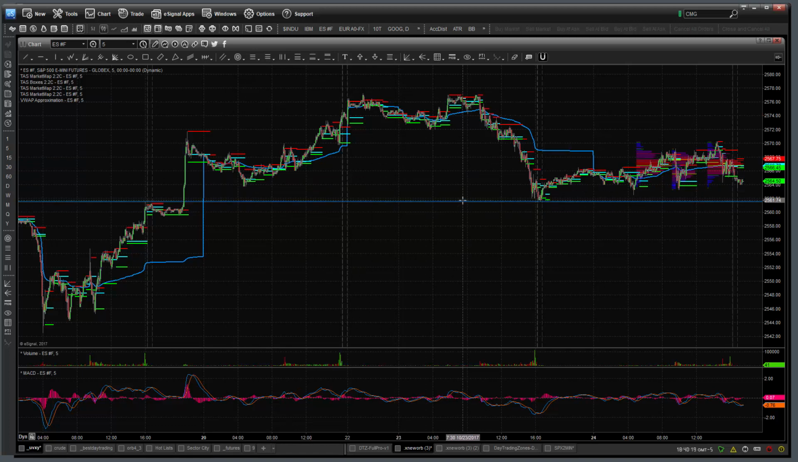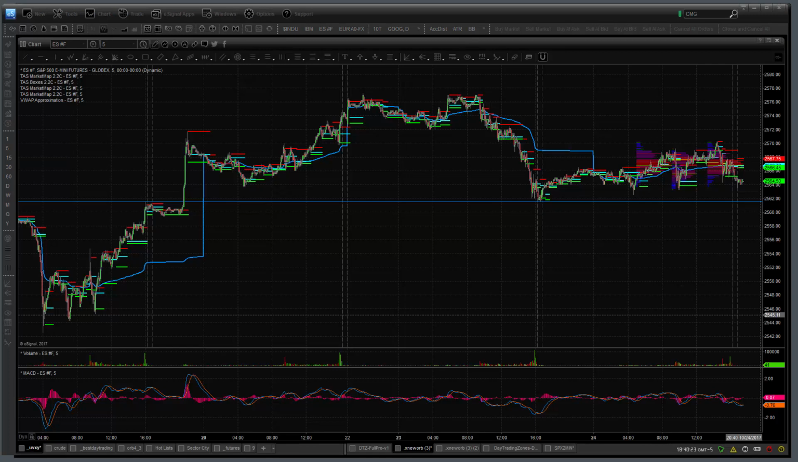This level's key. This level, 2562. Write it down. You can play bounces. If it comes back down, test it. Play a bounce. If it breaks, it goes short. This level to me right here is key because it's a breakout of whatever happened here, and we've already come down and tested it once. All right. So for you, this level is key. You can try a long off it, right?